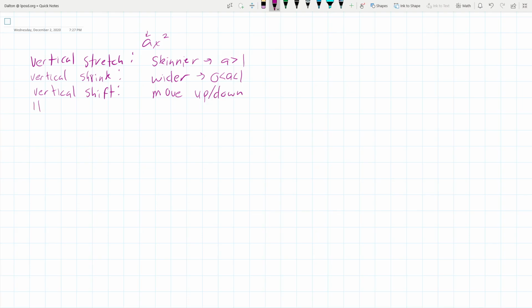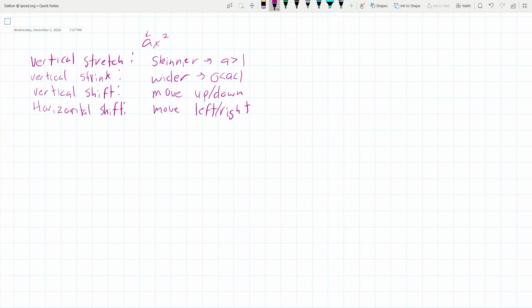The next one that we have is a horizontal shift. And as you can probably guess from the name, this makes it move left and right.